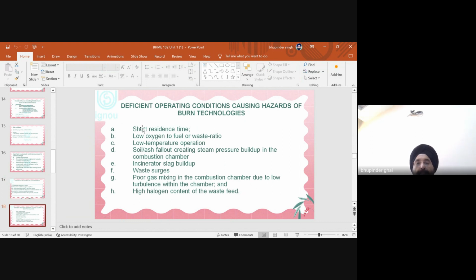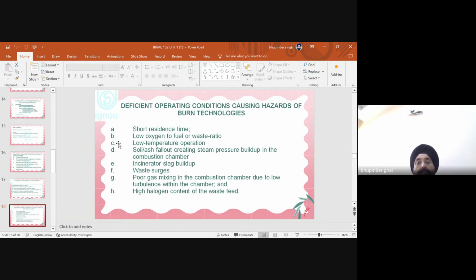What are the conditions by which the burn technology will produce hazard to the healthcare worker? First is short residence time. If the product is for a shorter duration inside the incinerator, then there will be more toxic gas released in the atmosphere.